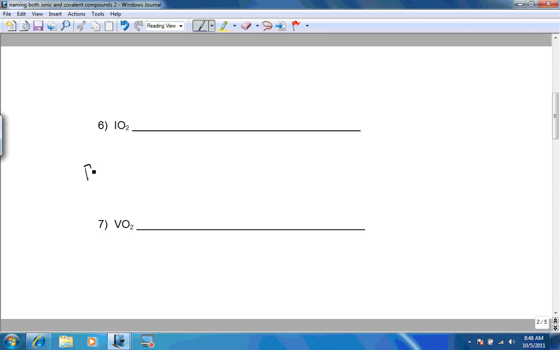Right, number 6. Iodine is here, oxygen is here. That means that they're both nonmetals, which means that it's going to form a covalent bond, which means the electrons are being shared. Not like a cation and anion, where the cation gives away its electrons to the anion. That means we're going to be using prefixes. Okay, so we have iodine.